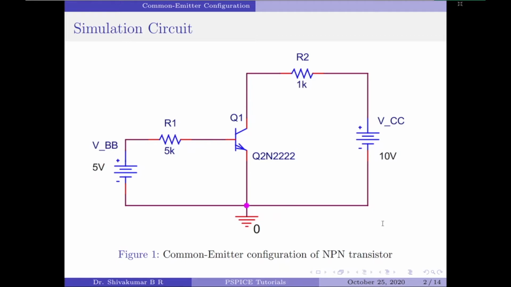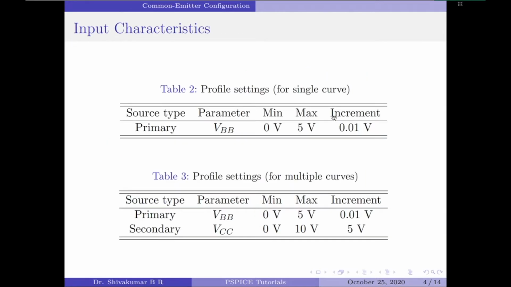I'll start with the input characteristics. Input characteristics are obtained by plotting the voltage across the input terminals, that are base and emitter, and recording the input current IB at a fixed value of voltage across the output terminals, which are collector to emitter. Here I have divided the simulation into two parts. One for the single curve, the other one for the multiple curves.